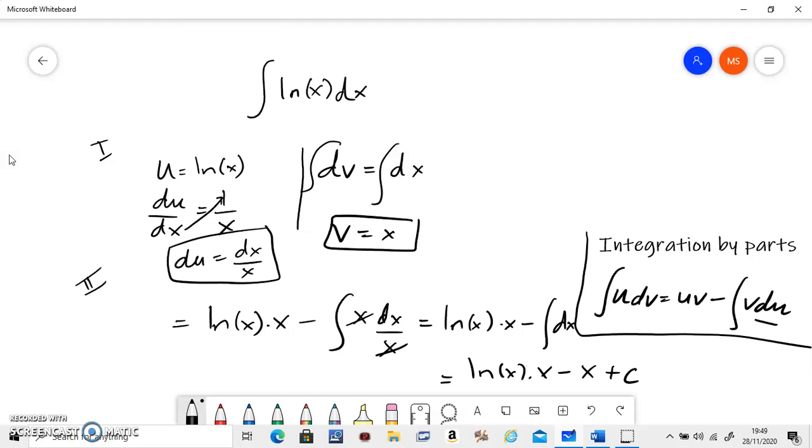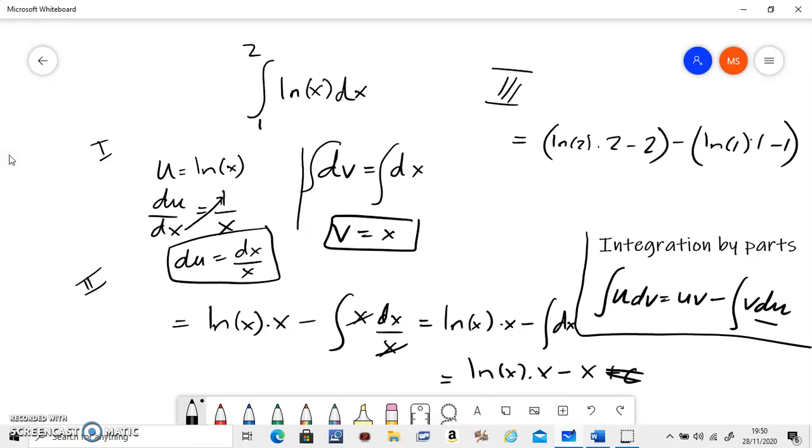Now, for example, if there was a definite integral here, for example, from say 1 to 2, then you would have to do one more step in which you make two brackets, just like before, get rid of the c. In place of x, plug in 2 into the first one. You get ln 2 times 2 minus 2. And in the second one, plug in 1. And then calculate this. I'll quickly do this.